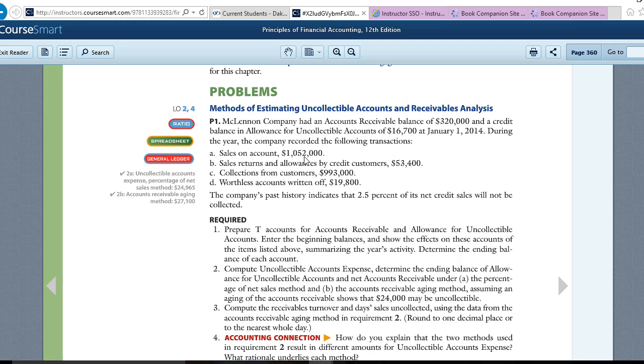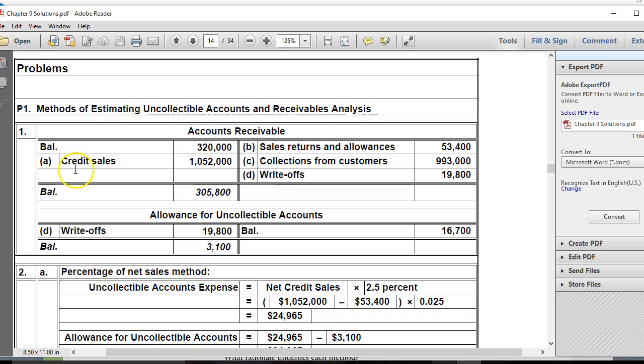If they said sales total, cash and credit, then that would be the total sales. But sales on account mean credit sales of $1,052,000. What are we going to do with that figure? Doesn't that increase our accounts receivable? So we will want to take that $1,052,000 under A. We're going to show credit sales a debit of $1,052,000. Okay?